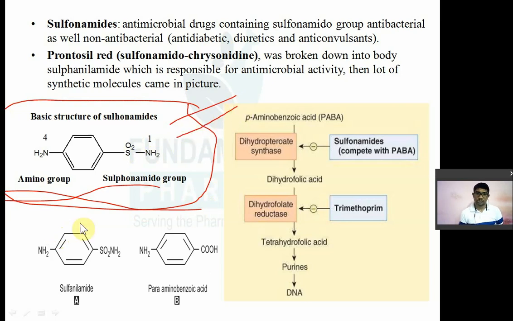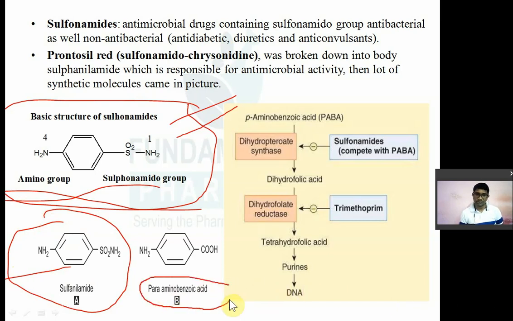So this is the structure. Now you can see sulfanilamide. This was the active moiety: NH2 benzene and the SO2NH group. This is a sulfonamide structure, and there is one intermediate metabolite which is required for synthesis of folic acid in the bacterial cell, para-amino benzoic acid, called PABA. You can see structural similarity between your sulfa drug and para-amino benzoic acid.